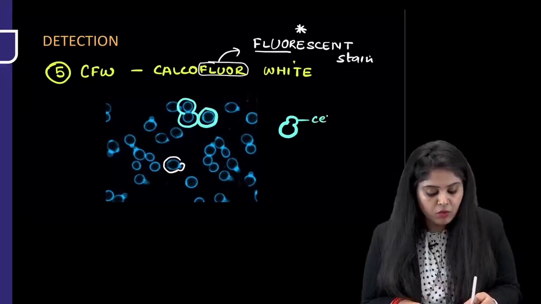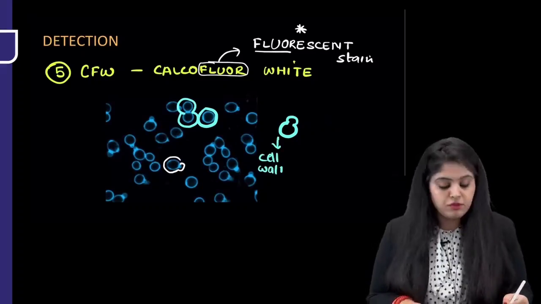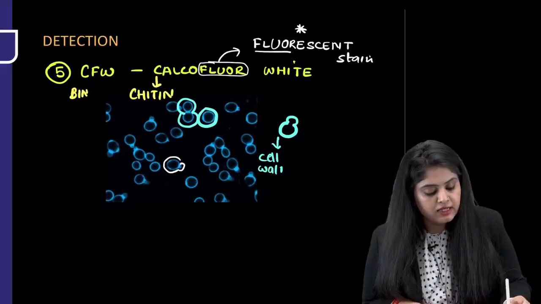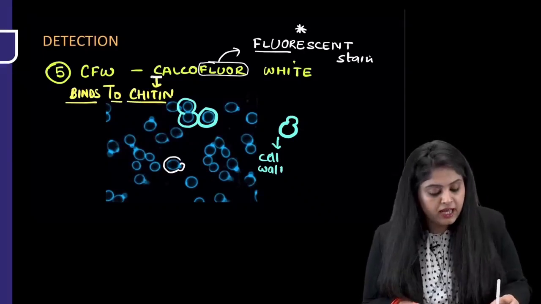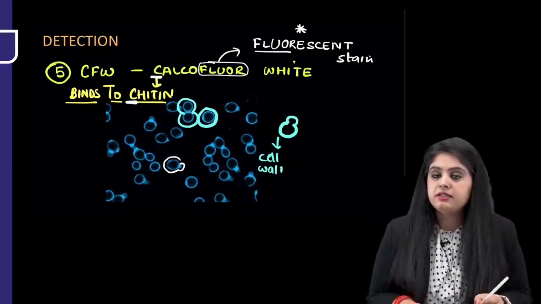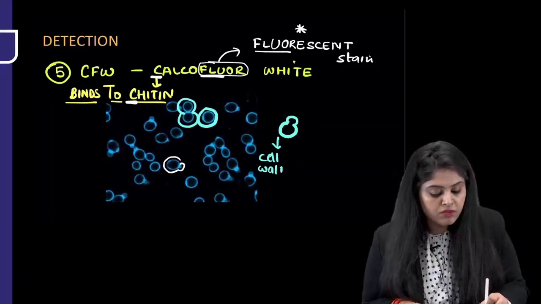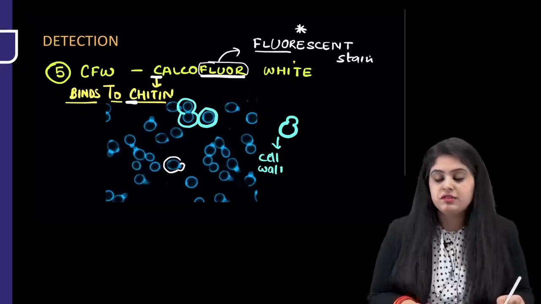Outline means cell wall. And have I already told you what the cell wall is made up of? Go back to the first sentence of this chapter. The cell wall is made up of chitin. So remember, calcofluor white binds to chitin. So now the mnemonic is complete, which means the C of calcofluor will remind you of the C of chitin. It binds to chitin, that is only the cell wall part. And the fluor word will remind you of fluorescent stain. So calcofluor white is a fluorescent stain.